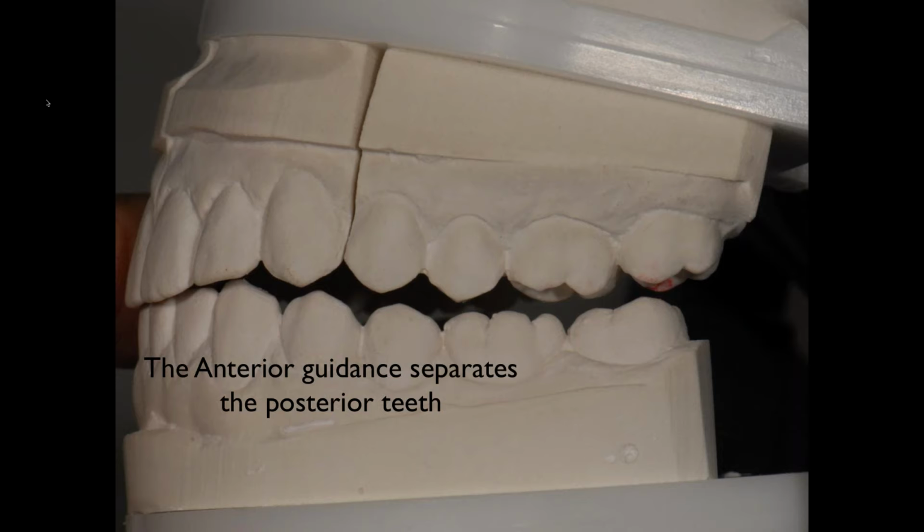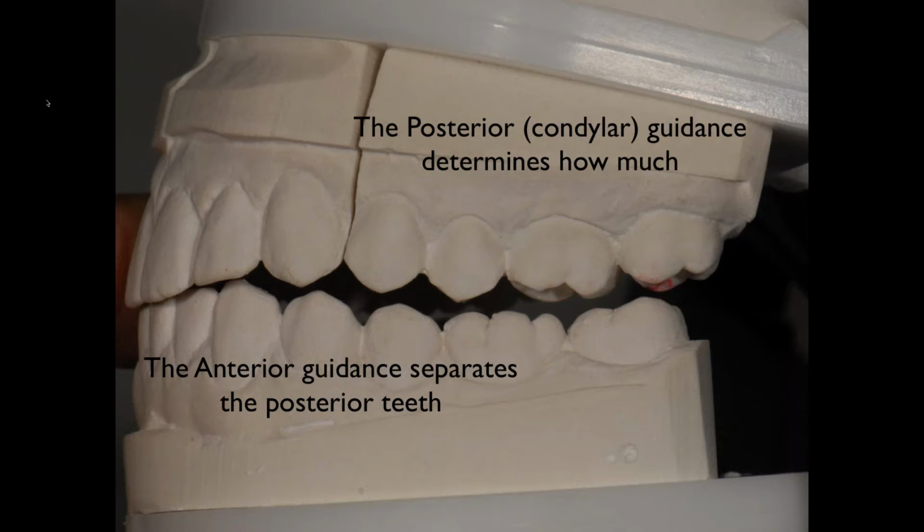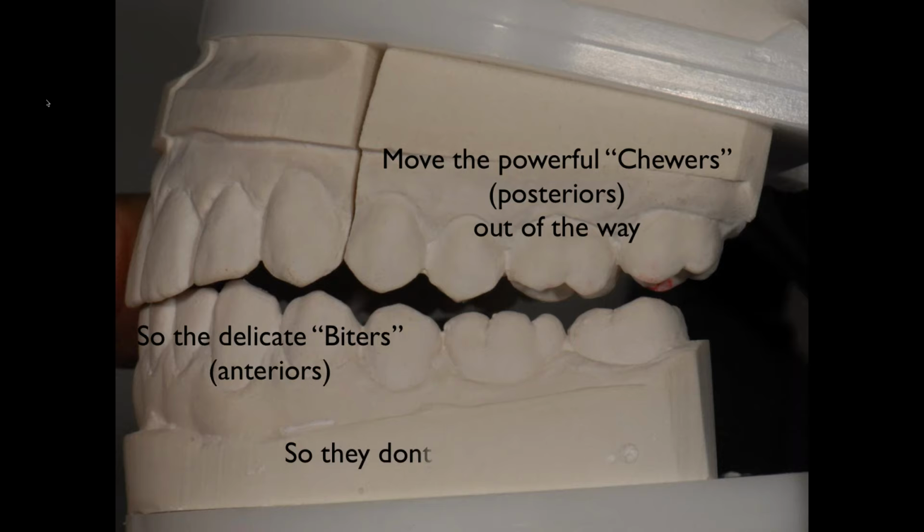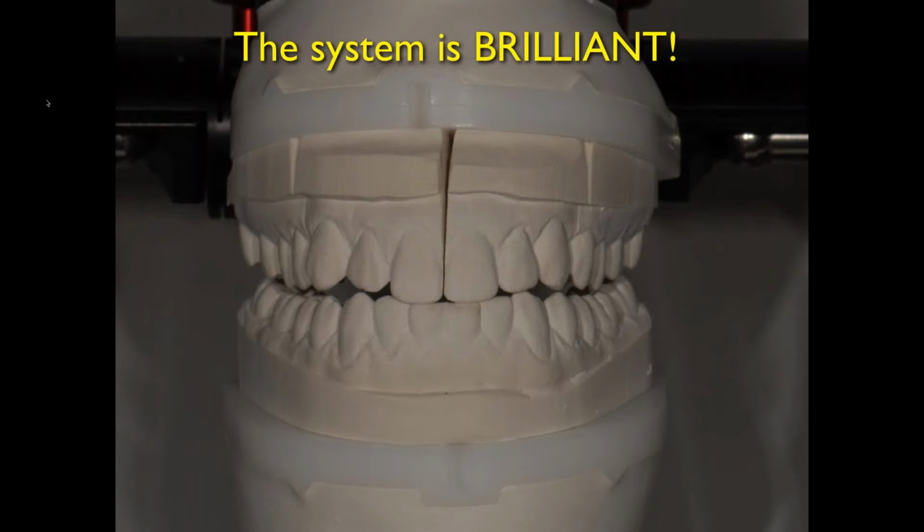The anterior guidance separates the posterior teeth, and the posterior guidance determines how much. Okay, that's basically what's going on. The anterior guidance separates the posterior teeth. The posterior guidance determines how much. So delicate biters move the powerful chewers out of the way, right? So they don't destroy themselves through the nutcracker effect. That's the key to this whole thing.